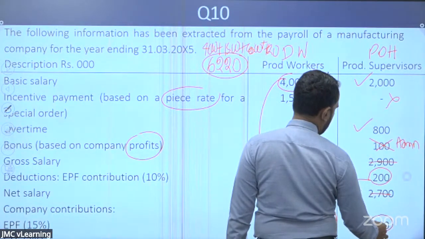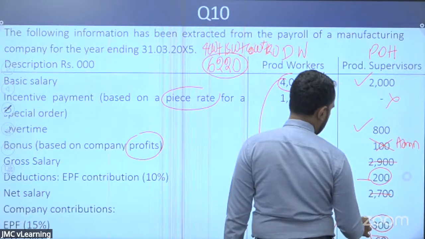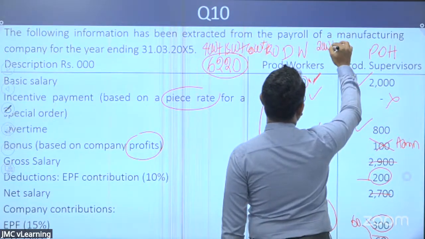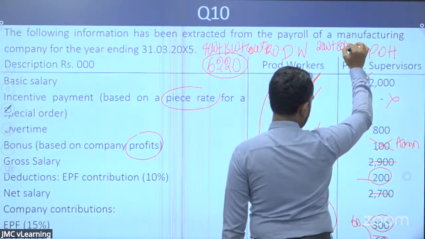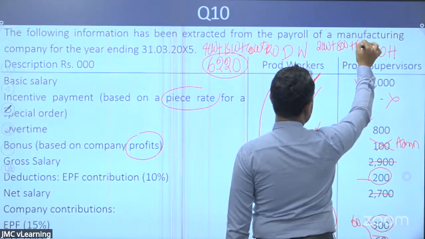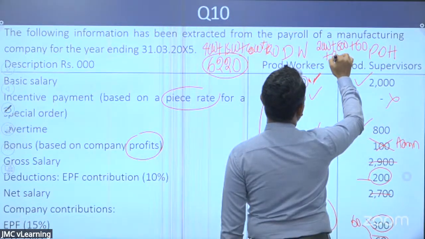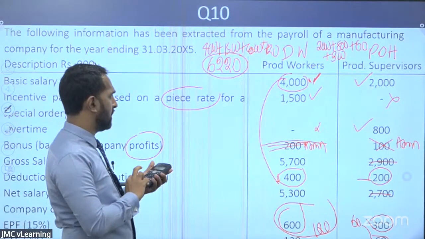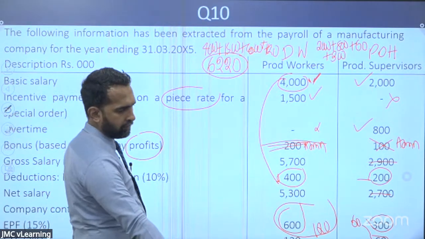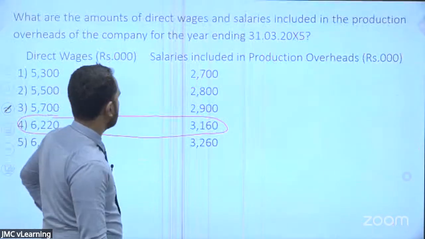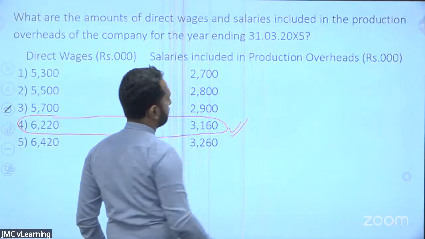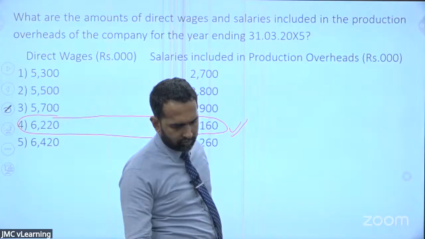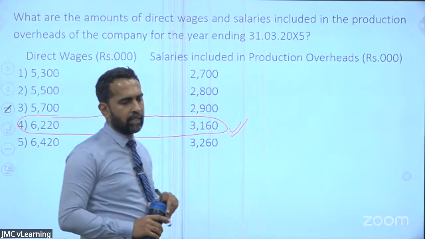EPF employer contribution, 300 we have to take, and here 60. Here it comes. 2,000 plus 800 plus 60 and 300. 2000 plus 800 plus 60 plus 300. 3160 is the answer. Yeah, 3160 is the answer. Okay.